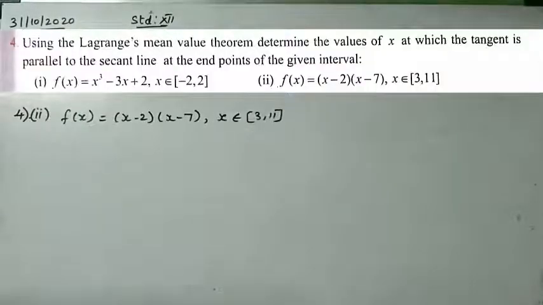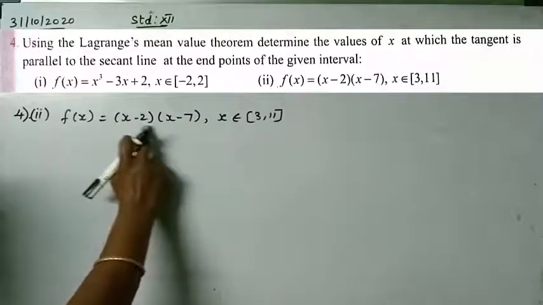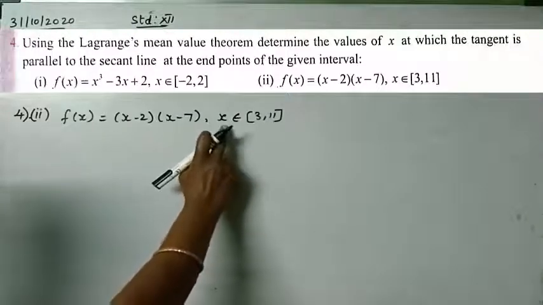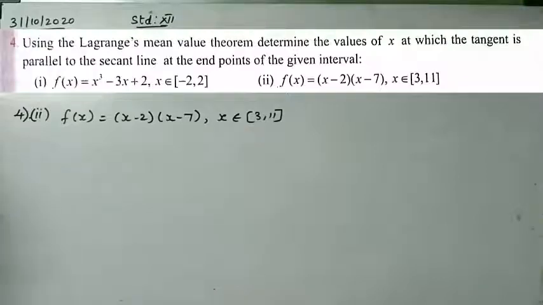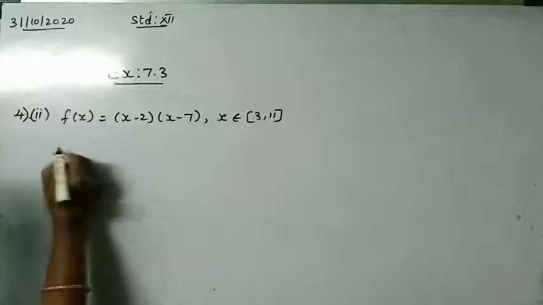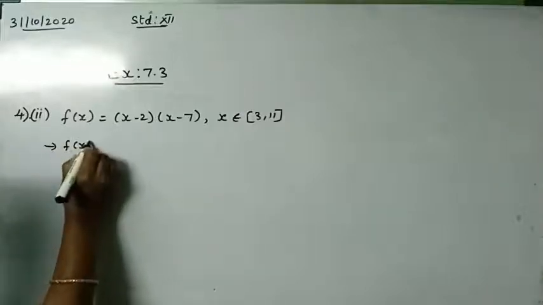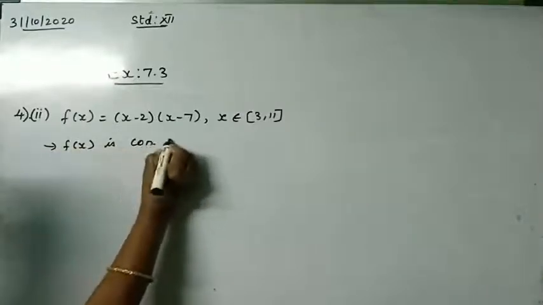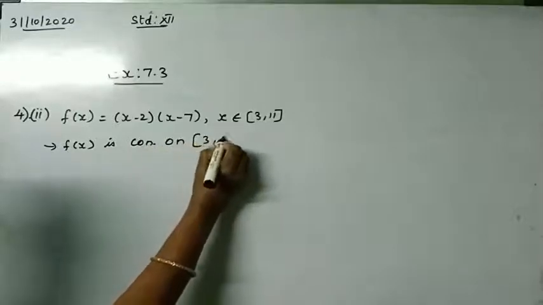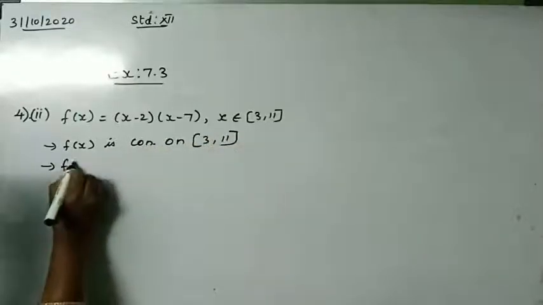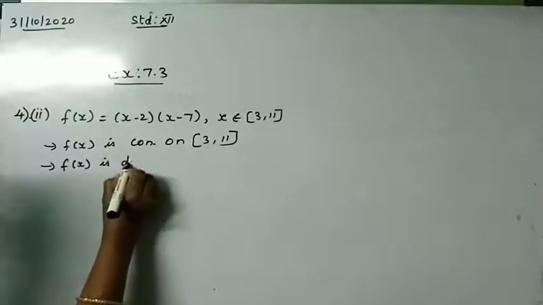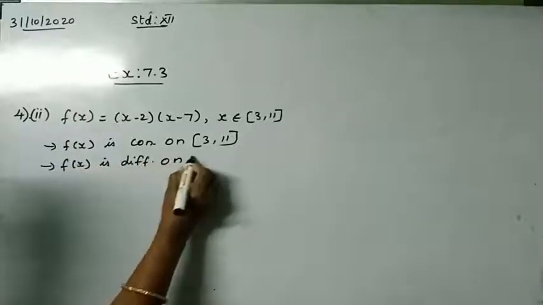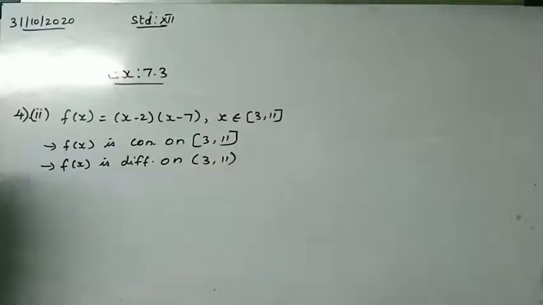Now second subdivision, f of x is equal to (x minus 2) into (x minus 7), where x belongs to closed interval [3, 11]. Let us first check if it is continuous or not. f of x is continuous on closed interval [3, 11]. Next, f of x is differentiable on open interval (3, 11). So two conditions are satisfied, hence the mean value theorem exists.